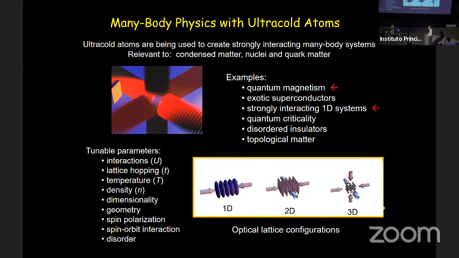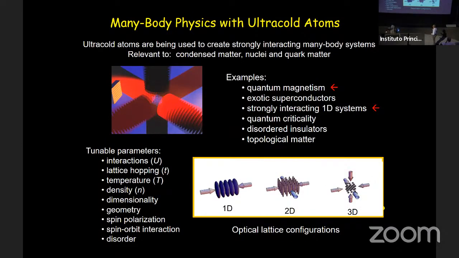So this ability to tune the parameters is given here in really a subset of the kinds of things that you can vary in these experiments: the interaction strength, lattice parameters, temperature, geometry, various kinds of spin-orbit interactions, even disorder. If you want to model disorder, as some of these many-body localization experiments do, you can put that into the system by, for example, optical speckle.